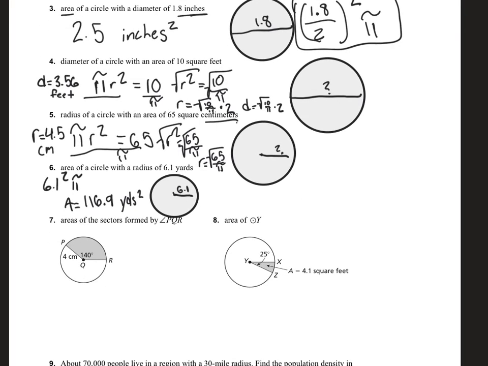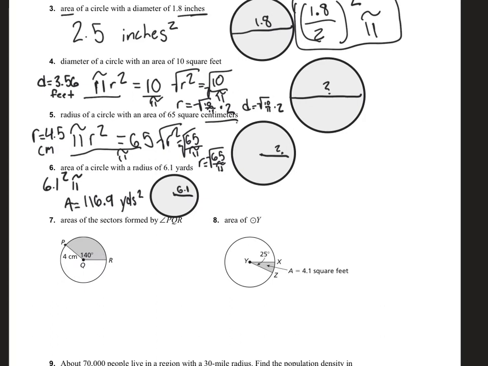Okay, so now we're going to talk about sector area. So area of the sectors formed by PQR. So this is angle PQR, right? So we know that there are two sectors being formed. This sector is the smaller sector, and the one outside, this big sector, is considered the bigger sector, right? Because this is also considered a sector. So to do this, let's erase this.